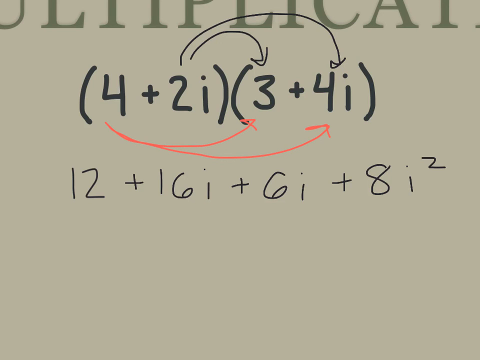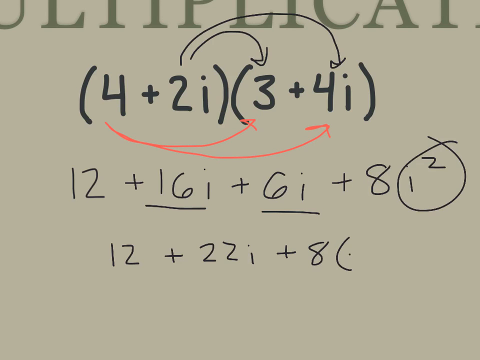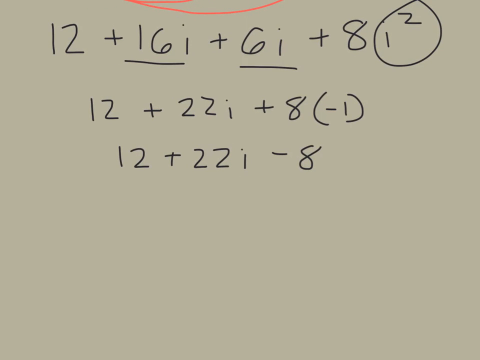Now you combine like terms. So we combine the 16i and the 6i, and we get 22i, plus 8i squared. What do we change this i squared to? Negative 1. So 8 times negative 1. What is 8 times negative 1? Negative 8. So we have 12 plus 22i minus 8. Then we just combine the like terms again, and we get 4 plus 22i.